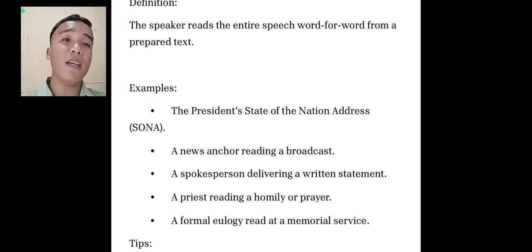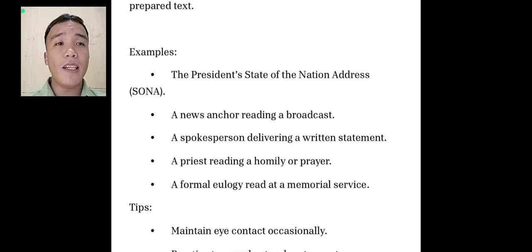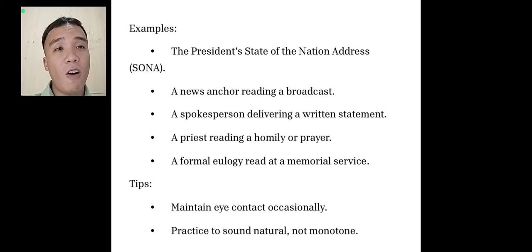An example of this is the President's State of the Nation Address, or what we call SONA. The president would be merely reading. A news anchor reading a broadcast. Fun fact: what you see on television, on the news, they are actually reading something. They're not doing it impromptu or extemporaneously. They are just reading from what is called a teleprompter. A priest reading a homily or prayer.